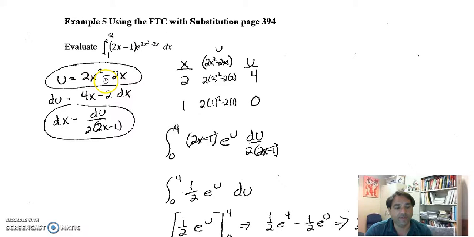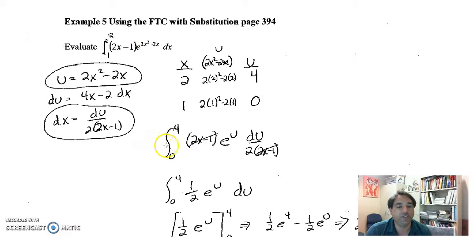And when you take the derivative of u, 2x squared minus 2x, you get 4x minus 2. Again, to get dx by itself, you divide both sides by 4x minus 2. So we have dx equals du over 4x minus 2. But we're going to factor out a 2, which will leave us with 2x minus 1, which will match up nicely with the other 2x minus 1.